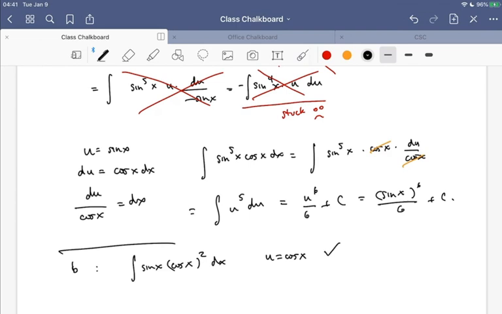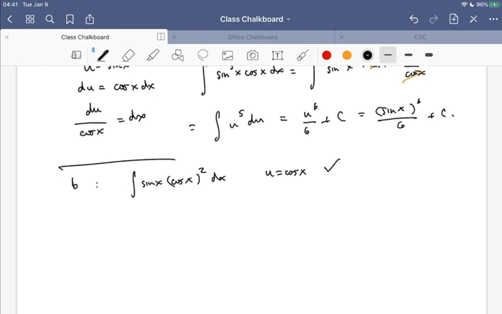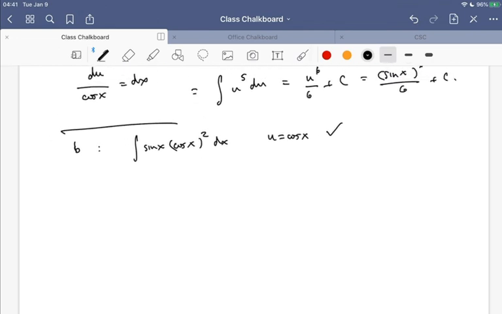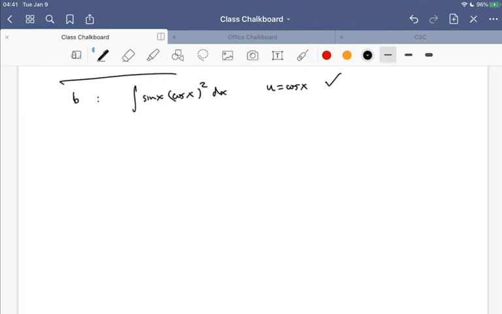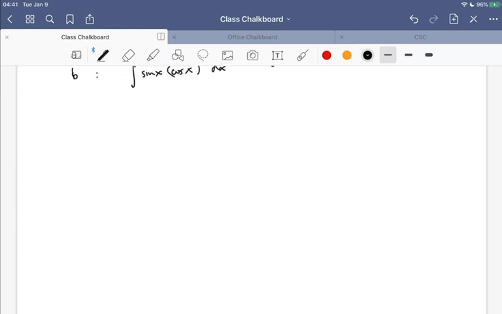Let's see. Mr. Feltz had 5.2, number 5. All right, so 5.2, number 5. Ah, yes, a good physics problem. All right, so let me scroll down here. All right, so this is 5.2, number 5.